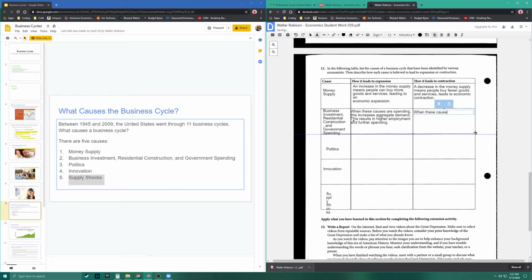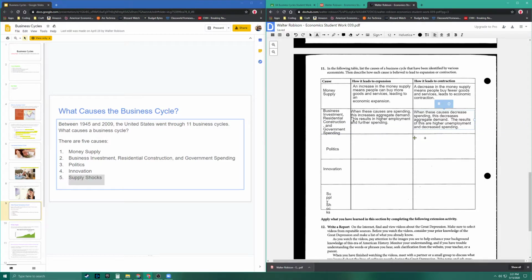So when these causes, and by causes I mean business investment, residential construction, and government spending, decrease spending, this decreases aggregate demand, and then the results of this are higher unemployment and decreased spending. People who don't have jobs don't buy things.